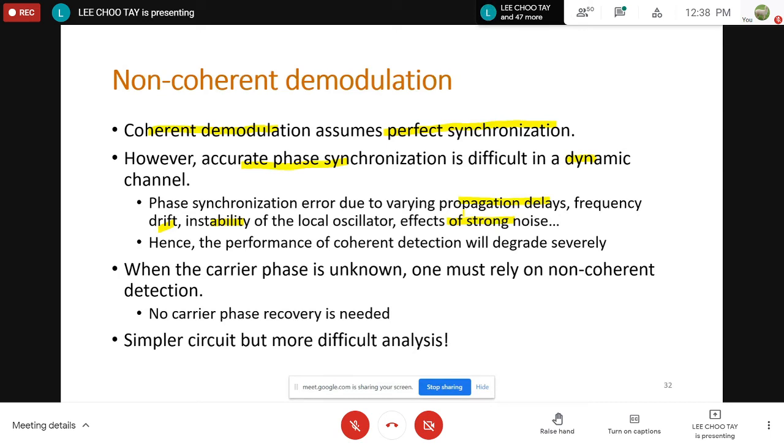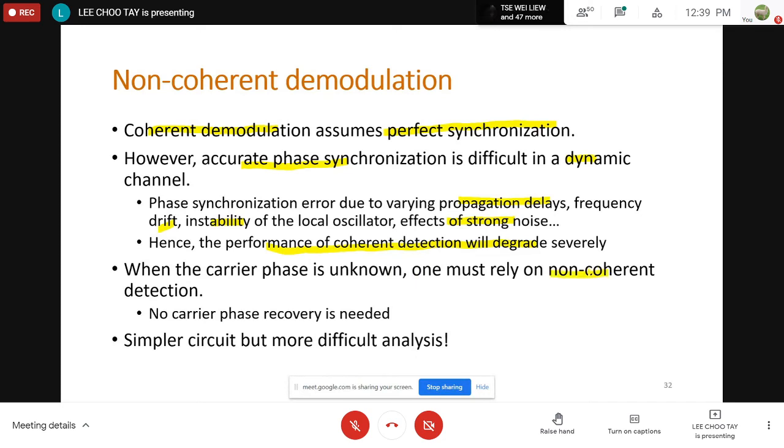For coherent detection, if the channel is short distance, you should not have any problem. But if it is a long distance channel, then the performance of coherent detection will degrade quite seriously. So it depends on the channel. In a challenging channel where the carrier phase may not be known, you have to rely on non-coherent detection.